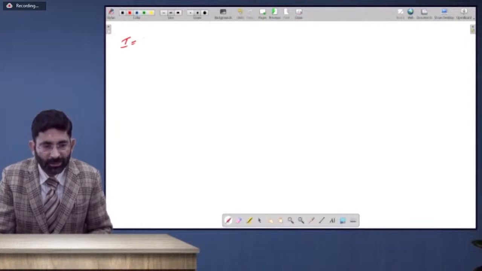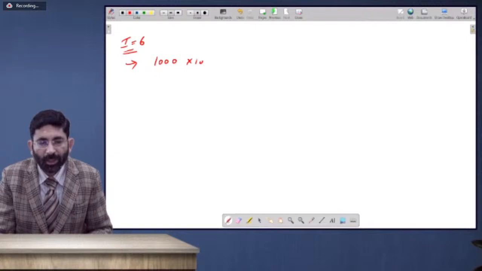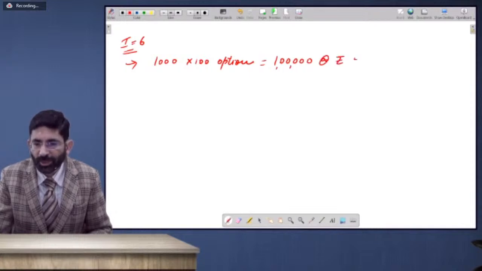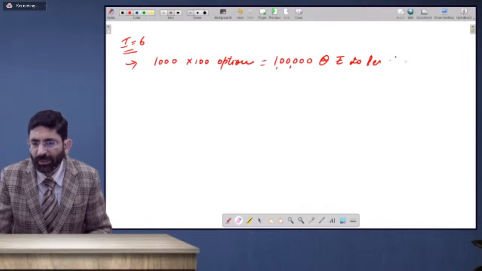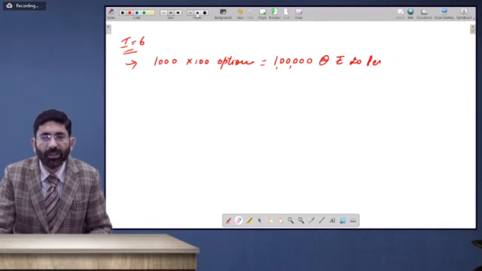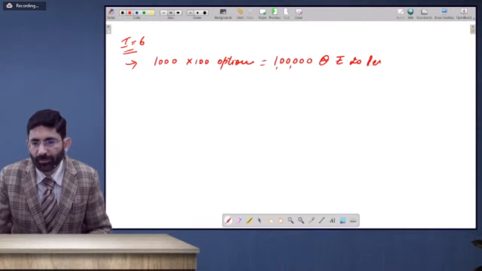Illustration number 6. He says 1,000 employees are there and we have to give them 100 options each. So we have to issue 1 lakh shares at the rate of rupees 20 per share. This is the first thing, per option. One and the same thing, but these are named as options until they are issued. Once these are issued properly, these will become shares.